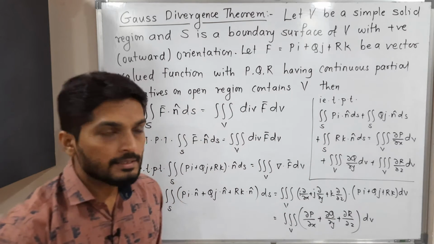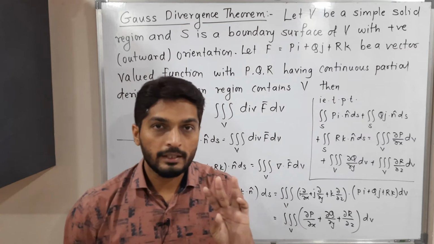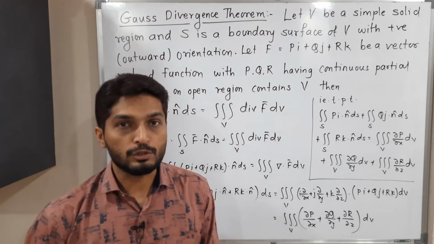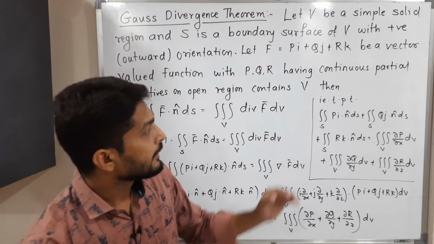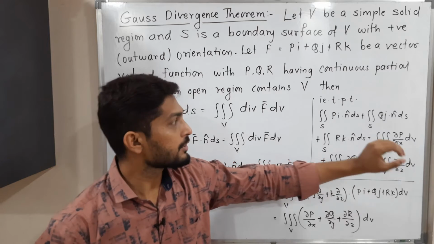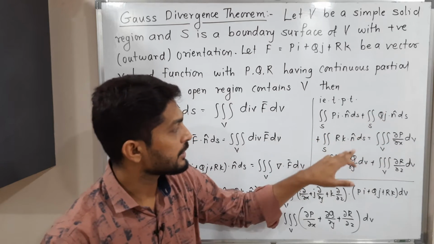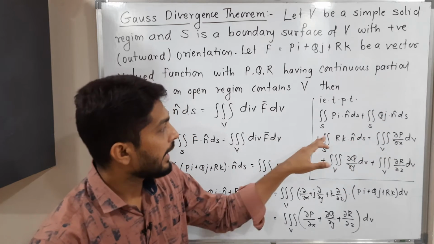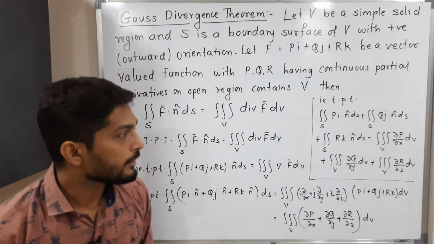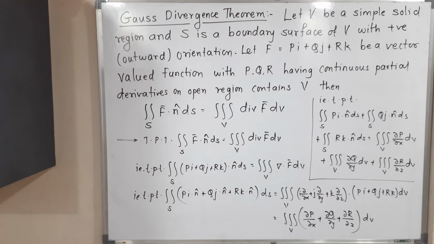So you can easily see in the left hand side we have 3 double integrations and in the right hand side we have 3 triple integrations. So now it is enough to prove that the first surface integral is equal to the first triple integration, the second double integration is equal to the second triple integration, and the third double integration is equal to the third triple integration. Okay, so let me write that thing also, make a screenshot of it, then I will go further.